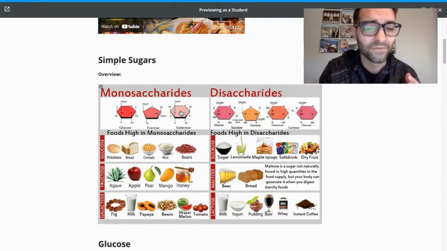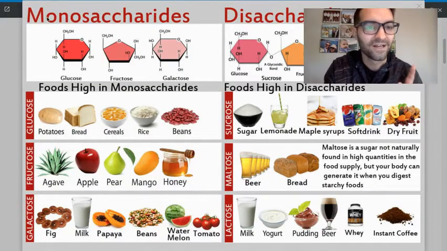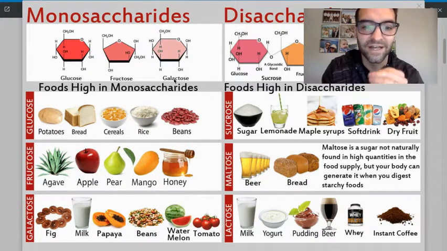We have monosaccharides. And maybe I'll blow this up. Oh, that looks nice. Okay, we have monosaccharides, and with those, it's glucose, fructose, and galactose.